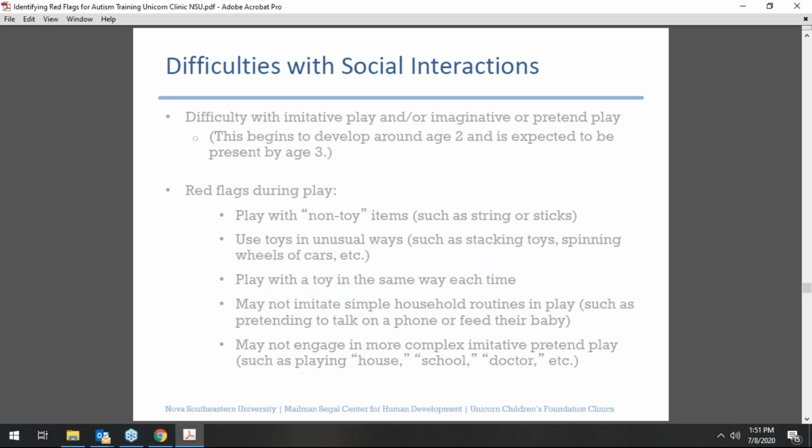And pretending to talk on the phone or feed the baby. We want to see that behavior, right? Because you would typically have a fake cell phone, and they would put it next to the ear, say hello, and then you might say hello back, and you're pretending. But with autism, there is this rigidity that Dr. Morello was talking about, that lack of flexibility in their thinking. So it's a rigid thinking pattern.